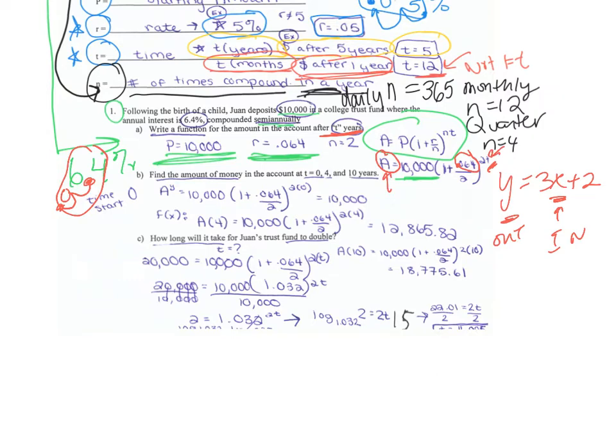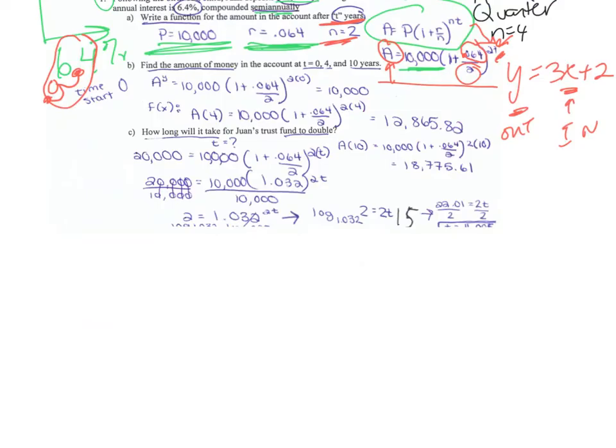Now, what else do they give us? They say semi-annually. So n is the number of times compounded in a year. So semi means 2. So that's why I plug a 2 into the n slot. Notice that the 2 goes here and in front of the t. So your general formula is A equals 10,000 times quantity 1 plus 0.064 over 2, close parentheses, raised to the 2t.